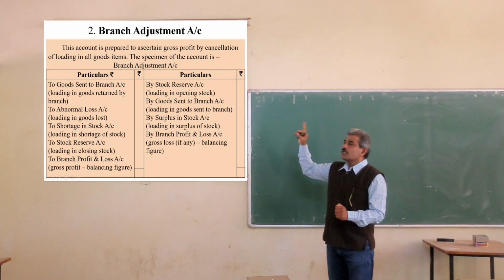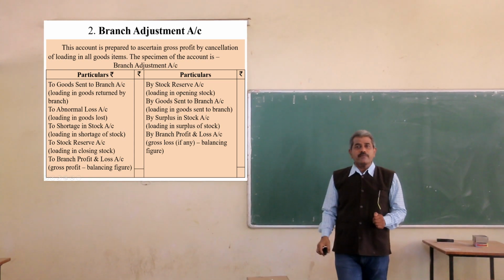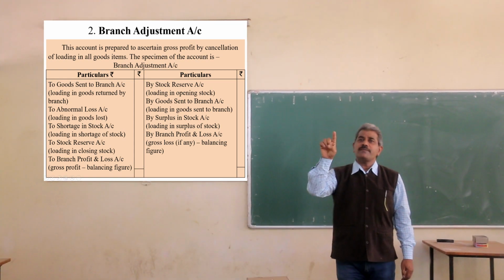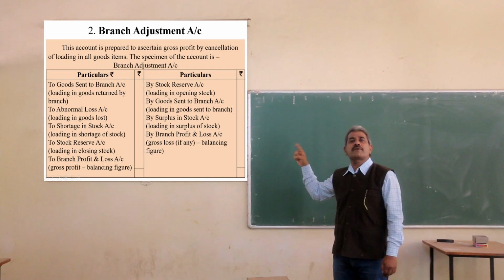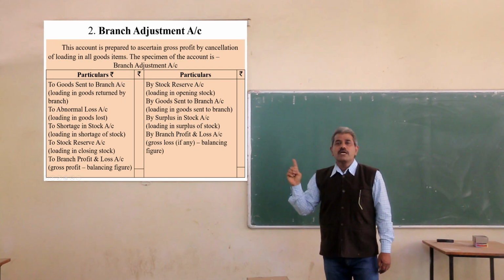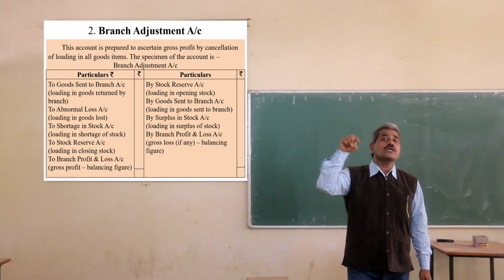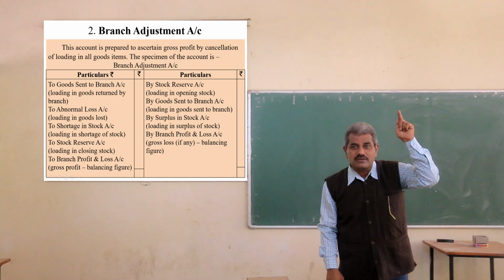Opposite effect means you record opening stock to the debit side of the branch stock account. Now to cancel the loading, you have to credit the branch adjustment account. Okay? You record goods sent to branch account to the debit side of branch stock account.